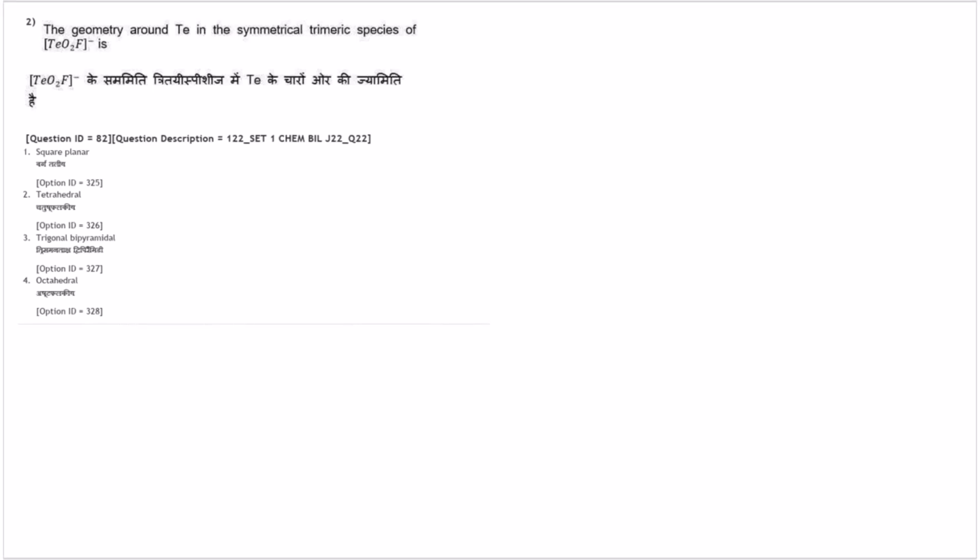Now in this question it is said that the geometry around tellurium in the symmetrical trimeric species of TeO2F minus is. So we have this compound TeO2F minus, and the geometry for this compound is asked in the symmetrical trimeric species. So let's not focus on this trimeric species first. Let's focus on this compound.